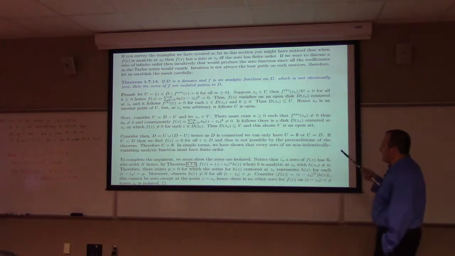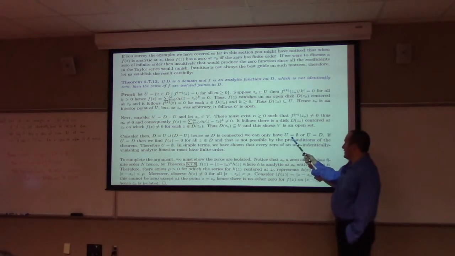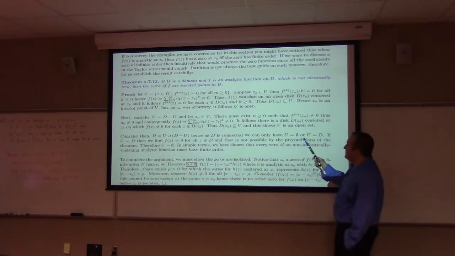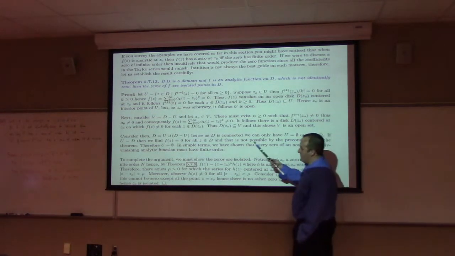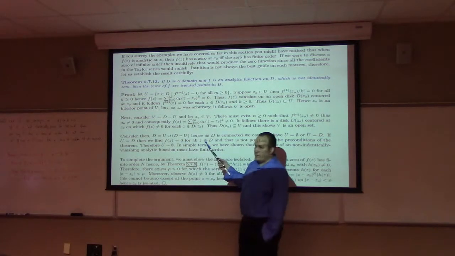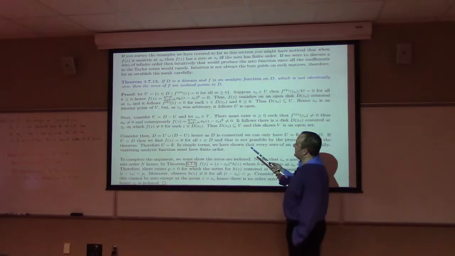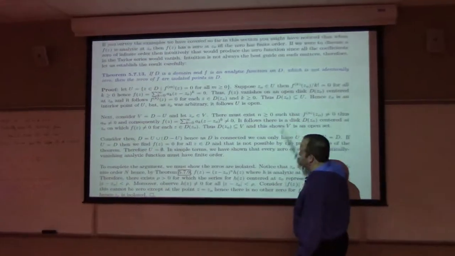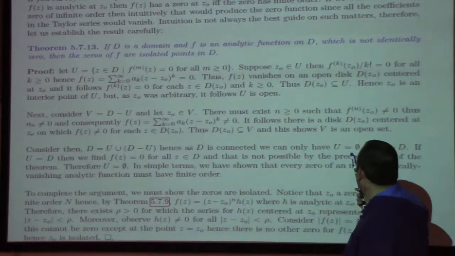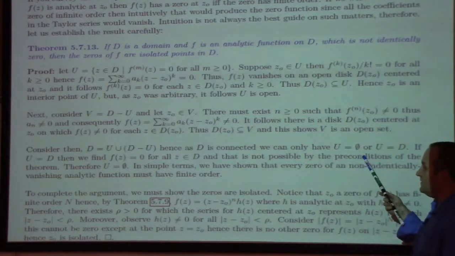But since D is connected, the only possibilities are that U is the empty set or U is equal to D. Now, if U is the empty set, then what would that mean? Well, let's see, what if U is equal to D? Well, if U equals D, that would say that f of z is equal to 0 for all z in D, which would mean that f is identically 0, which we don't allow, right? Because it's assumed that f is not identically 0. Yeah, right here. So that's not possible. So it must be the other case. U is empty. If U is empty, what's that mean?